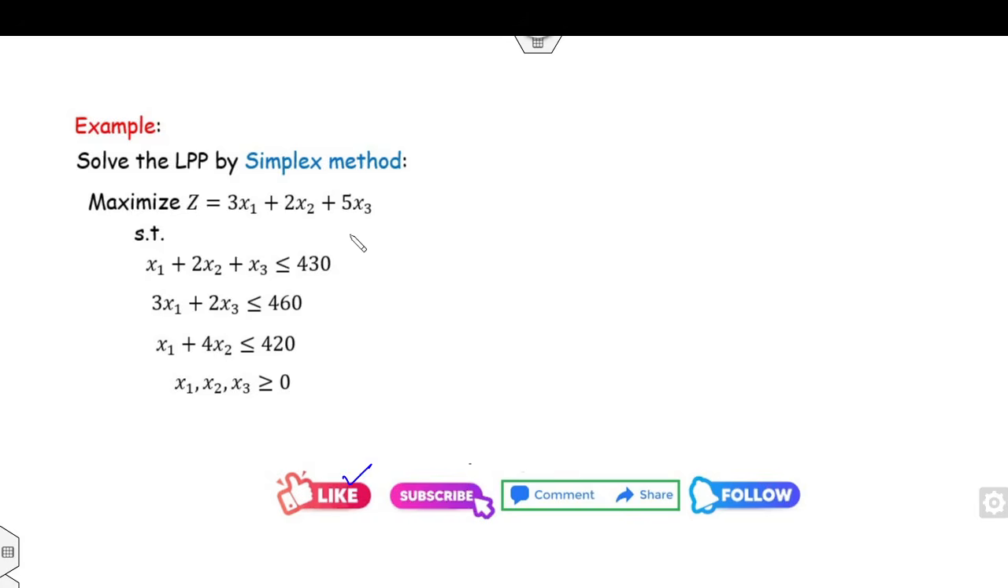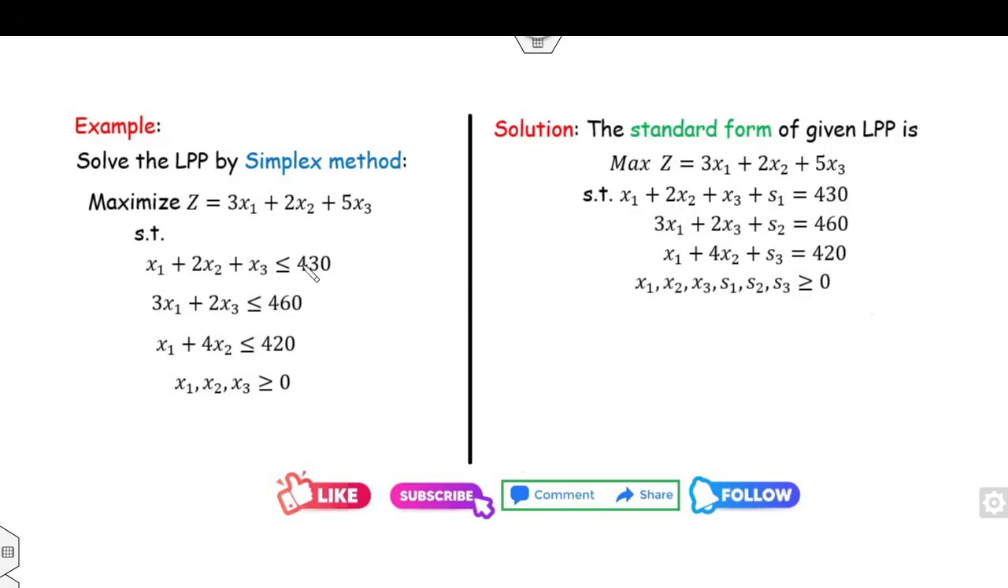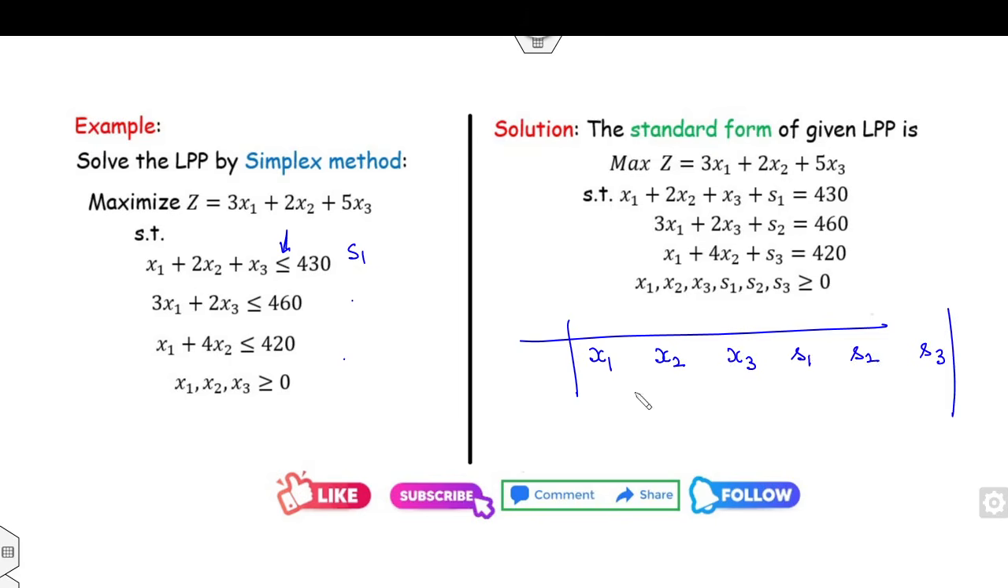Solve the following problems by the simplex method. All those constants are less than sign. So that means this is simplex method. I can write in the standard form. I can write this is the slack variable s1, s2 and s3. Then my target is to write how many variables you have. x1, x2, x3, s1, s2, s3. You have the 6 variables.